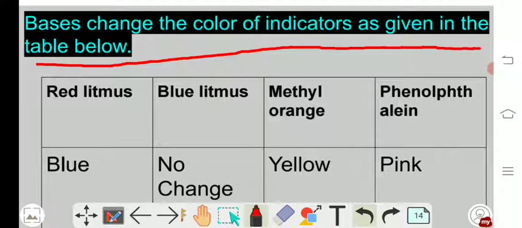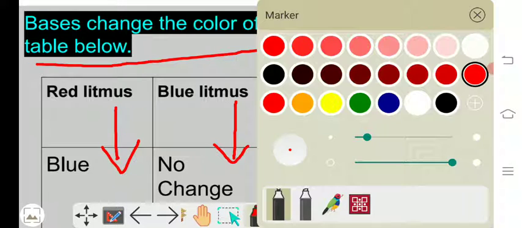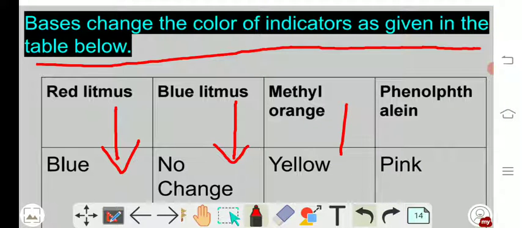So when a red litmus comes in contact with base, it turns blue in color. Blue litmus shows no color change with base. Methyl orange turns yellow in color when it comes in contact with base. Phenolphthalein turns pink in color when it comes in contact with base.